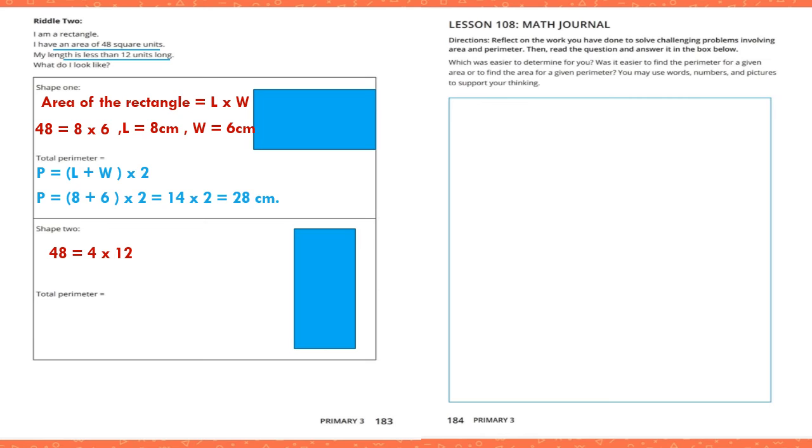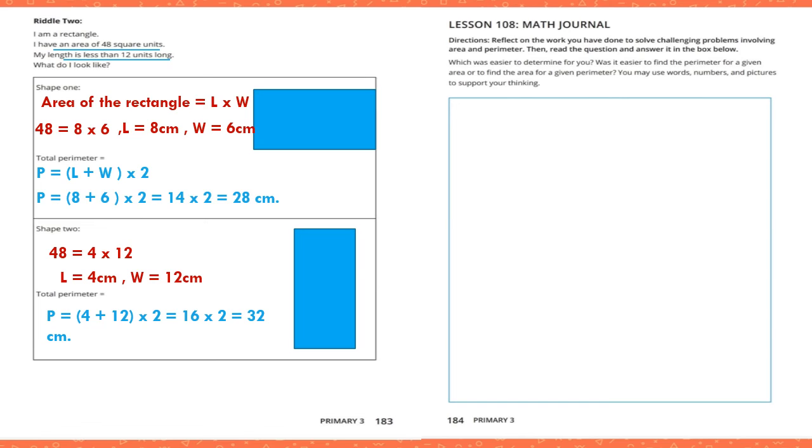So the length will be 4 centimeters and the width will be 12 centimeters. So what is the total perimeter here? It will be 4 plus 12 all times 2 equal 16 times 2 equal 32 centimeters.